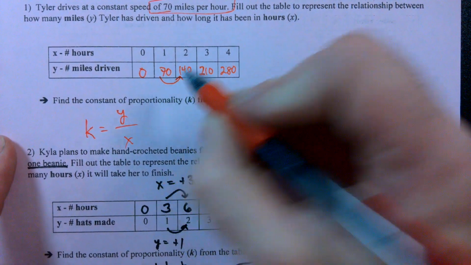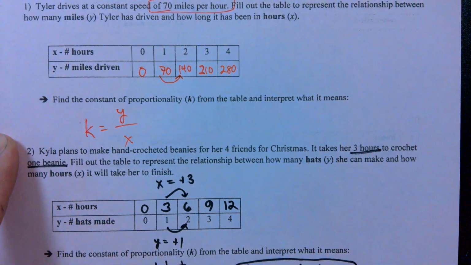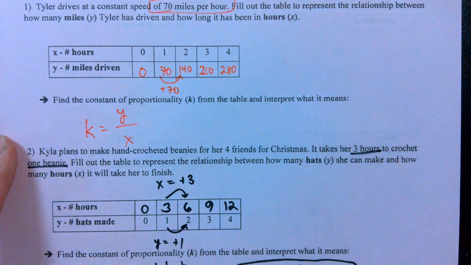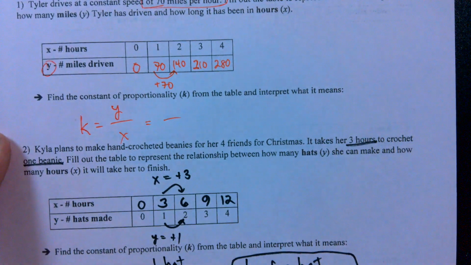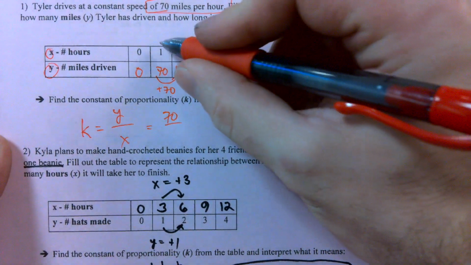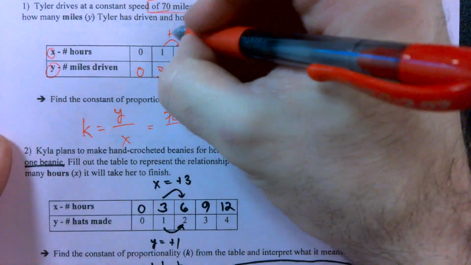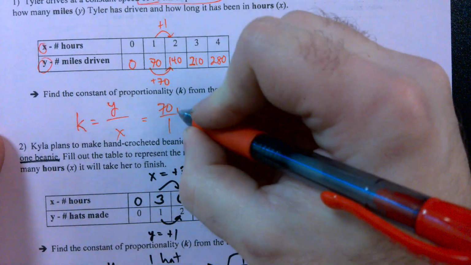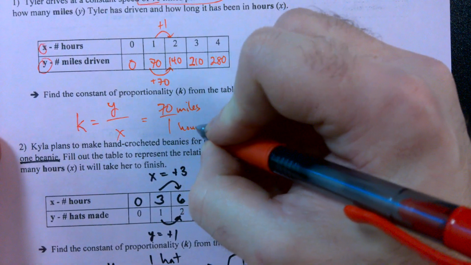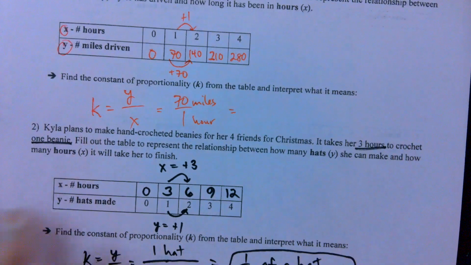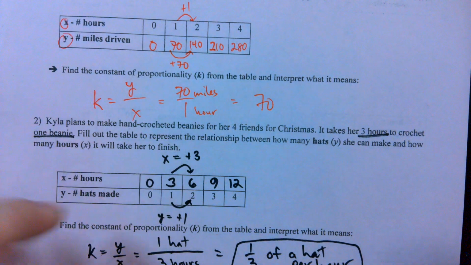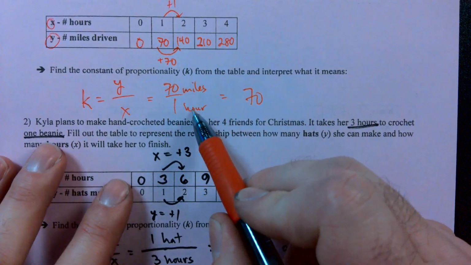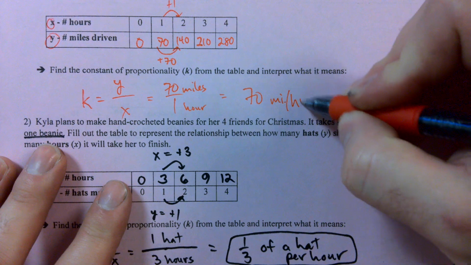How do I get from 70 to 140? I'm adding 70. Okay, that's my Y. So is that going to go on the top of my fraction or the bottom? The top. Then I'm going to look to my X. How do I get from 1 to 2? Adding 1. That's going to go on the bottom. 70 miles in 1 hour. What is 70 over 1 equal to? 70. And then we'll combine our units, miles per hour.